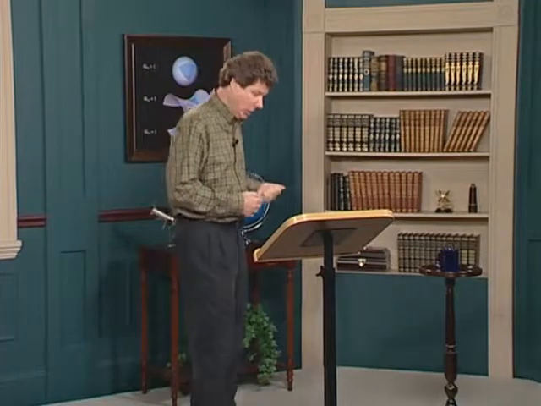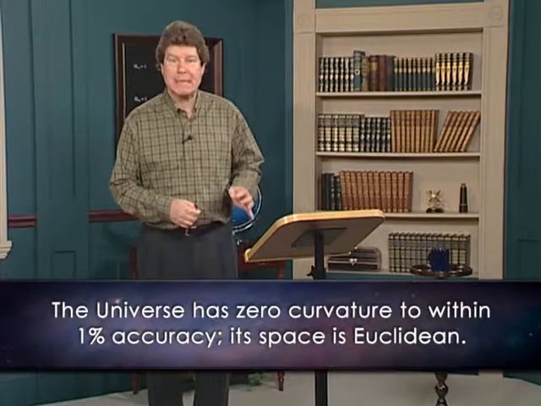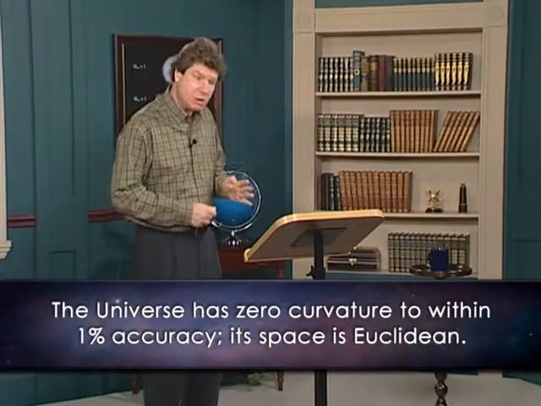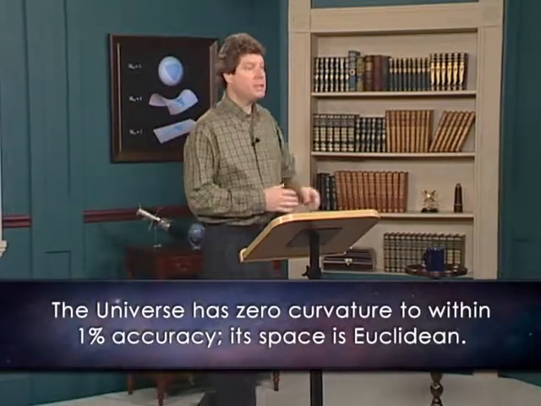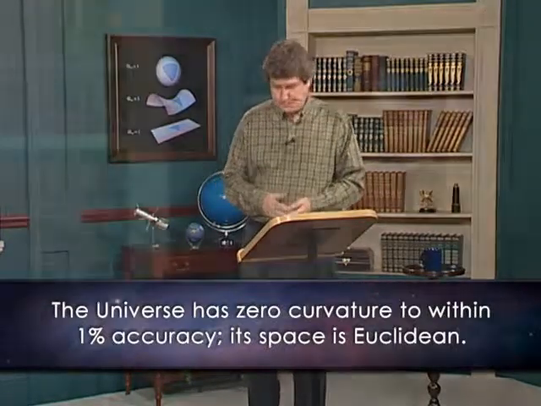After decades of failure, the universe's true curvature was finally measured at the close of the 20th century, using sound waves visible on the microwave background. The answer? It has zero curvature to within 1% accuracy. Its space is Euclidean. Giant triangles do have angles that add up to 180 degrees.